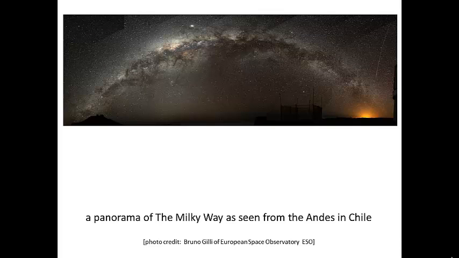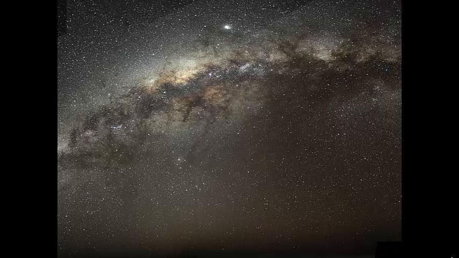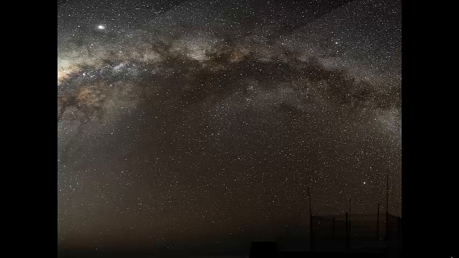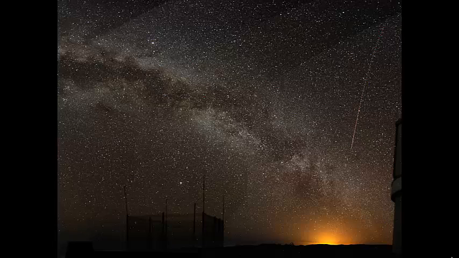Here's a panorama of the Milky Way. It was taken by Bruno Gilli of the ESO, the European Southern Observatory, down in the Andes Mountains of Chile. And the next few slides show what the heavens look like in a little bit greater detail. And what you're looking at there is the Milky Way. In the northern hemisphere it's not as obvious as in the southern hemisphere, and that was looking right into the heart of the Milky Way. And the Milky Way is our galaxy, the galaxy in which we live.